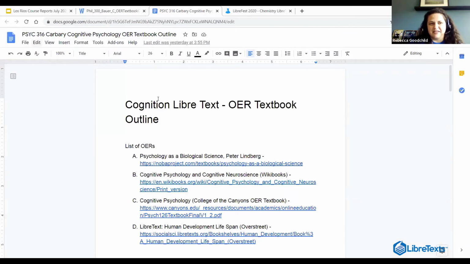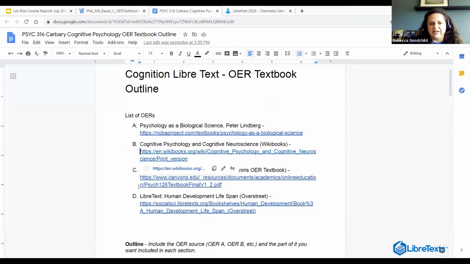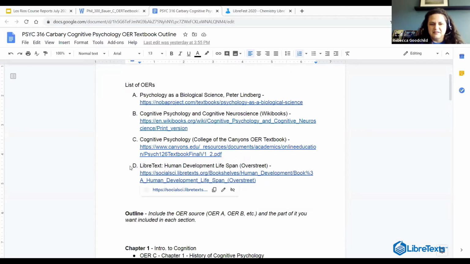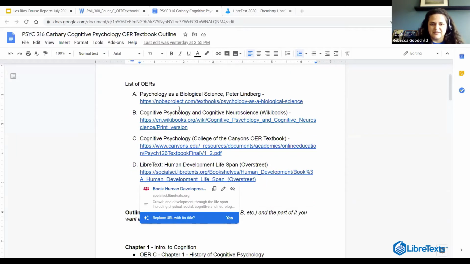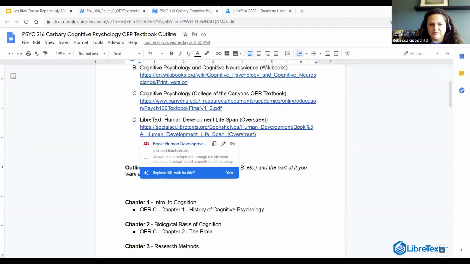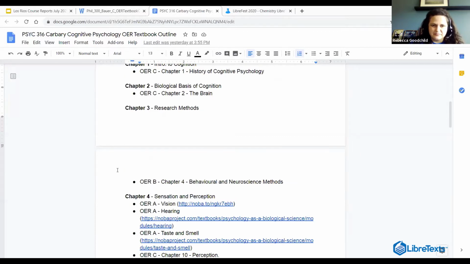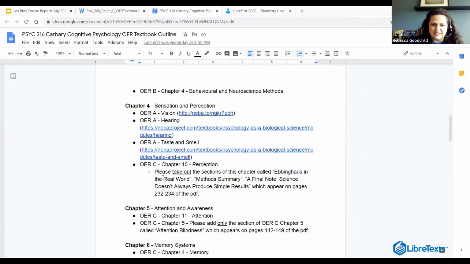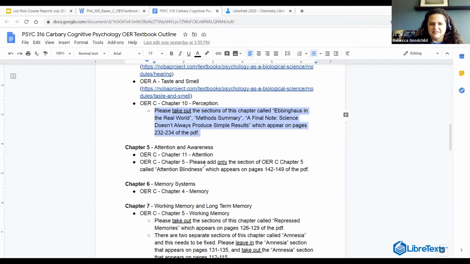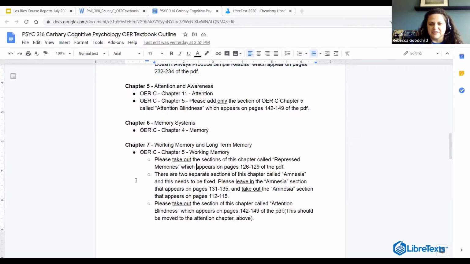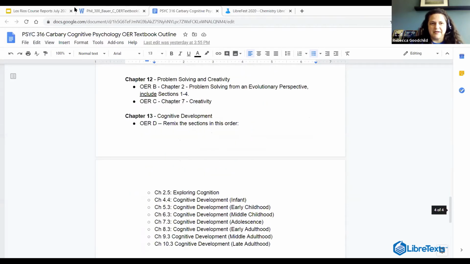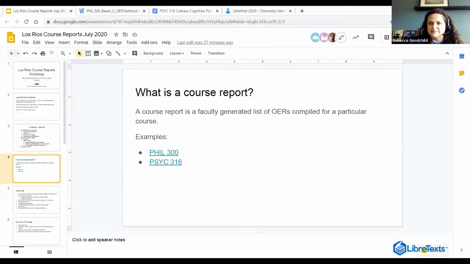Another one that we have is a Psych 316, which is a cognitive psychology textbook. You can see on this one, it's similar. We have these four sources that the professor wants us to use, and they're from different places. And then this is how she wants them reorganized. She is very detailed, like right here, taking out things, editing it, which I think is really good. I would assume that would be helpful to LibreText to get that level of detail on the remixing. Okay, those are course reports.